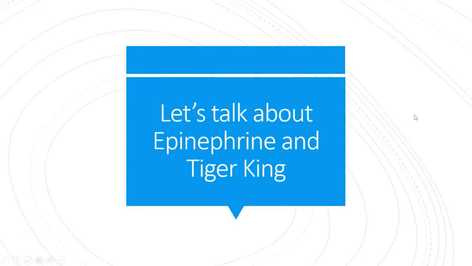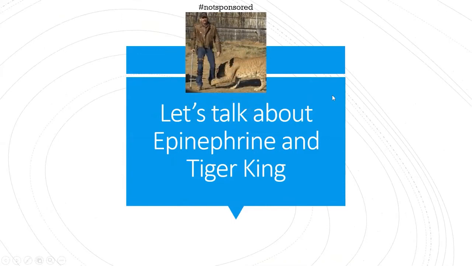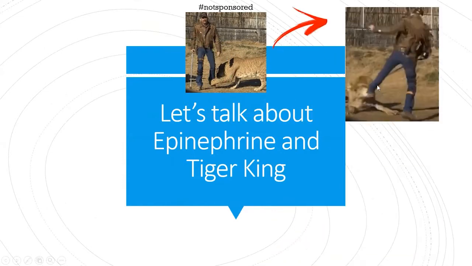All right, so now let's talk about epinephrine and Tiger King. So first off, here's Joe Exotic from the very popular documentary series Tiger King, and here's a liger. So in this episode or segment, there's some sort of thing on his boot that made this liger very interested in it, and it ended up causing the liger to attack him.